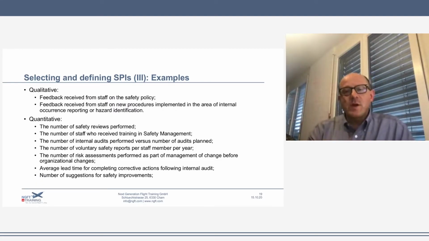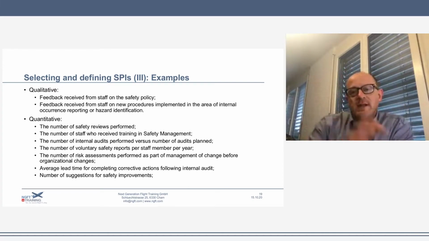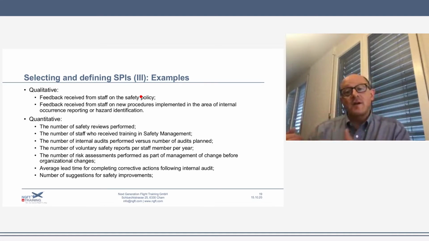So some examples, and obviously that is a starting point, but that's something that you can and should be able to measure. Have you received feedback? What is the feedback? And the quantitative part: how many people have received training in safety management? How many audits have you performed? Have you been able to do all the audits that you planned? Are there safety reports? Is there proactive input from your employees, from your customers regarding safety?